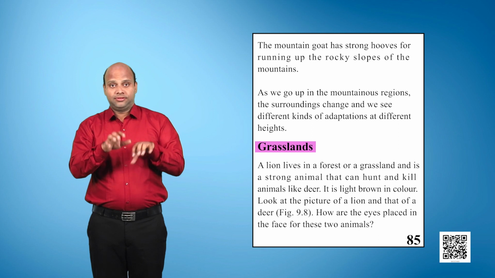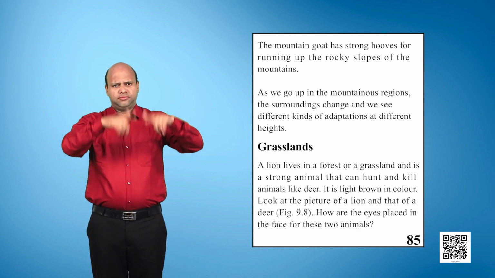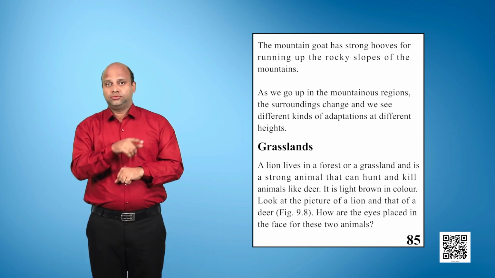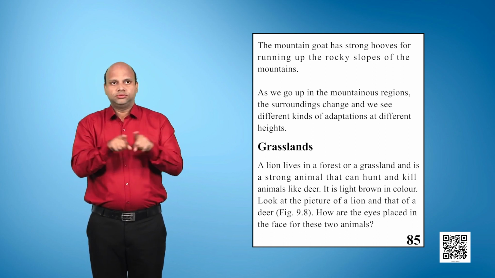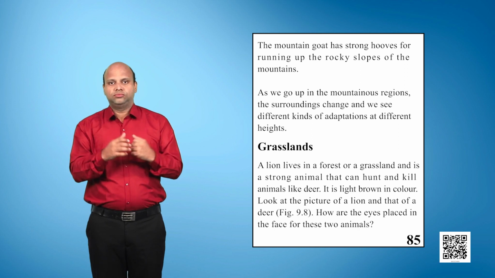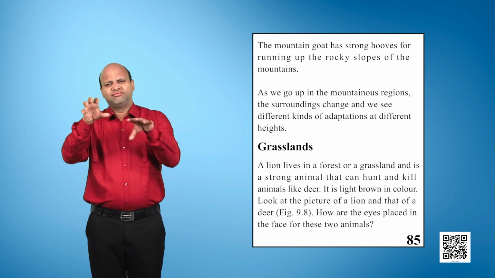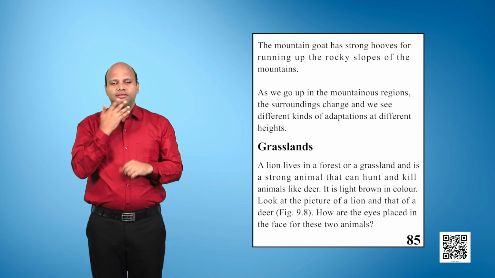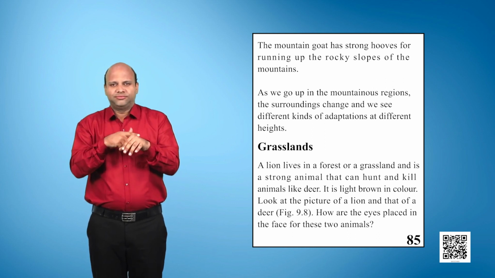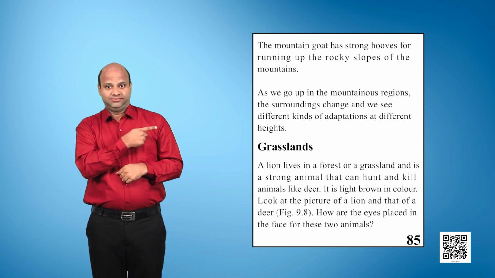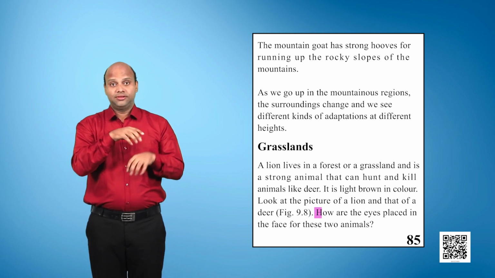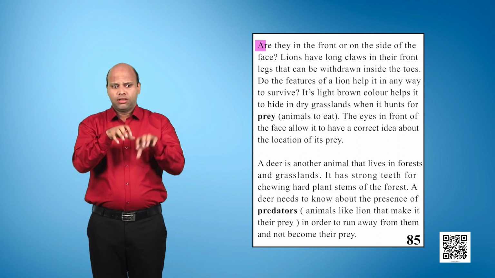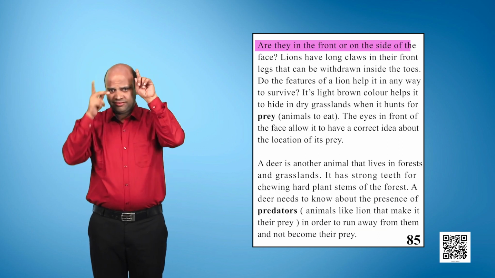Grasslands. A lion lives in a forest or a grassland and is a strong animal that can hunt and kill animals like deer. It is light brown in color. Look at the picture of a lion and that of a deer, Figure 9.8. How are the eyes placed in the face for these two animals? Are they in the front or on the side of the face?